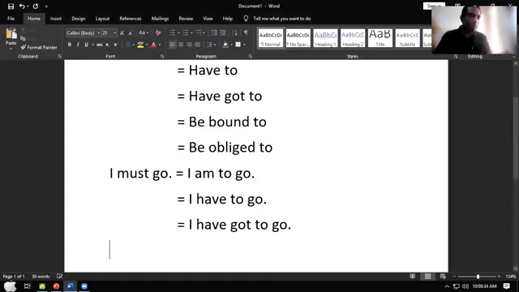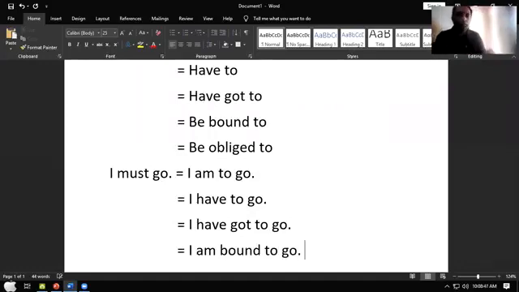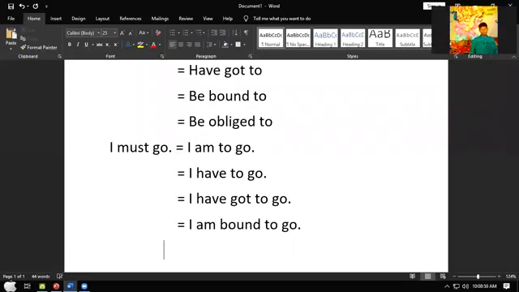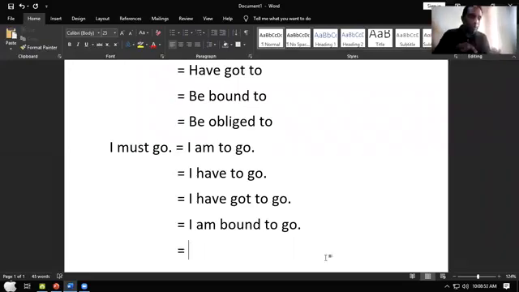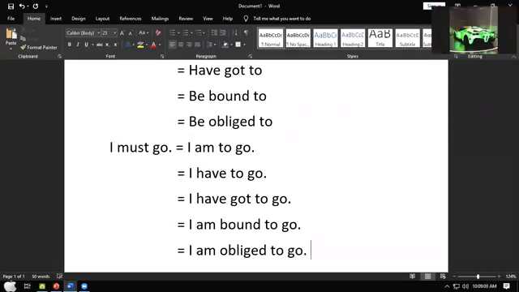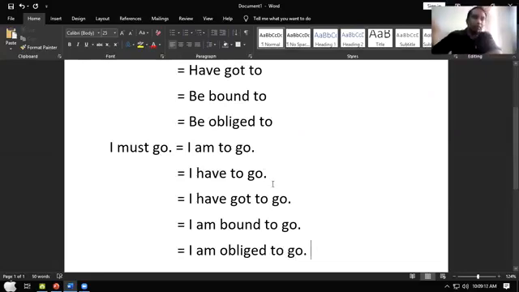Similarly, we can write I am bound to go. Now our last one, I am obliged to go. These are all sentences with the similar meaning.